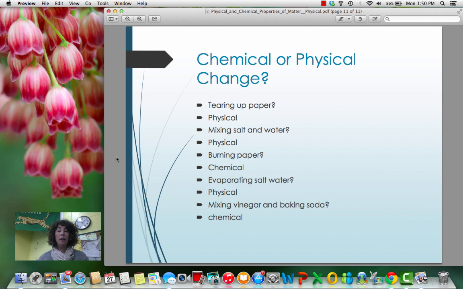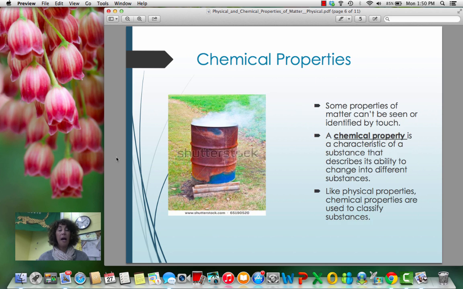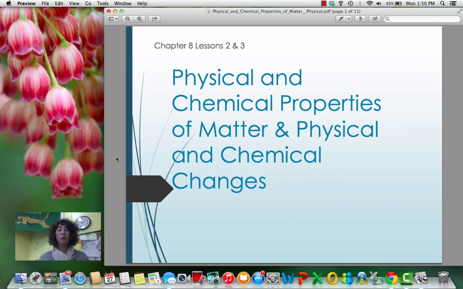So now you try. Chemical or physical change. Tearing paper. It's physical. Mixing salt and water. Physical. Burning paper. Chemical. Evaporating salt water. Physical. Mixing vinegar and baking soda. Chemical. Okay, again, just a brief overview again of physical and chemical properties of matter and physical and chemical changes.